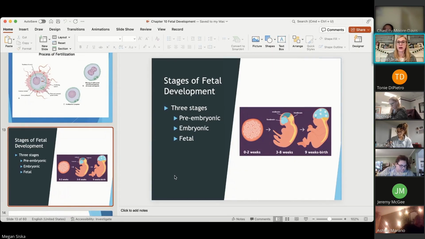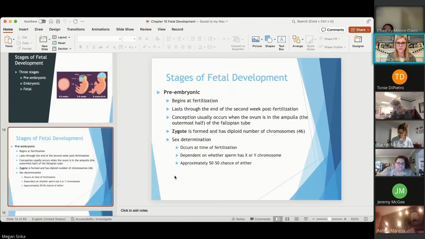Now that we have had fertilization or conception, let's talk about what happens after that. We have stages of fetal development, and fetal development is broken down into 3 stages. You have your pre-embryonic, which is the first 2 weeks, your embryonic, which is week 3 through week 8, and then anything from 9 weeks on is the fetal stage. Lots and lots of different things are happening during these stages.